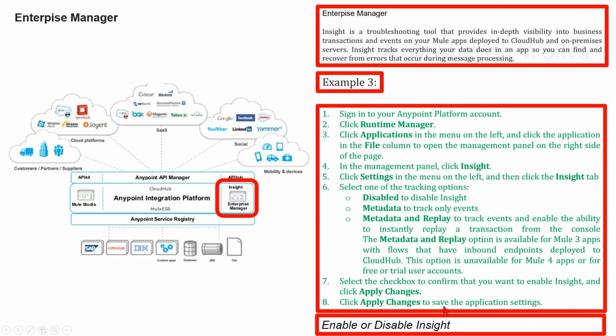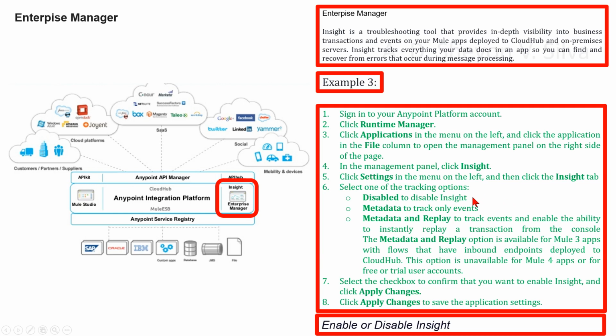To enable or disable Insight, to track the events your Mule servers generate, you should follow these steps. Step 1, sign into your Anypoint Platform account. Step 2, click Runtime Manager. Step 3, click Applications in the menu on the left, and click the application in the menu column to open the management panel on the right side of the page. Step 4, in the management panel, click Insight. Step 5, click Settings in the menu on the left, and then click the Insight tab. Step 6, select one of the tracking options.